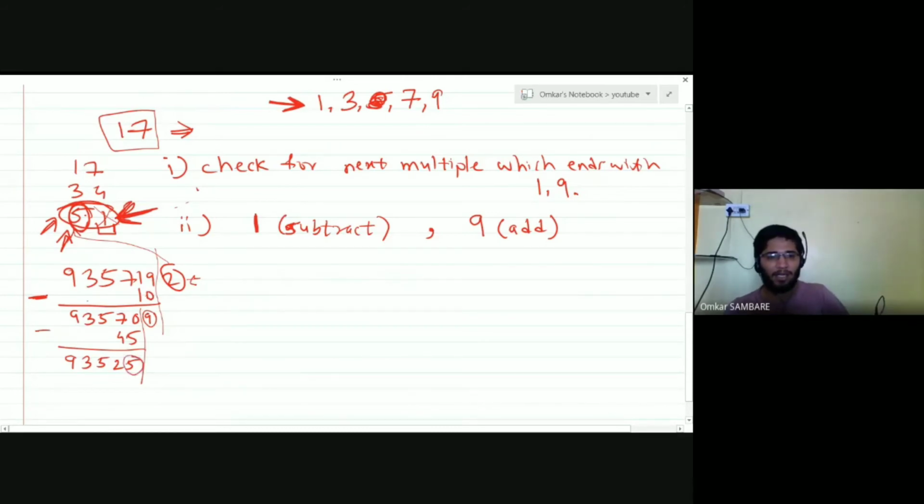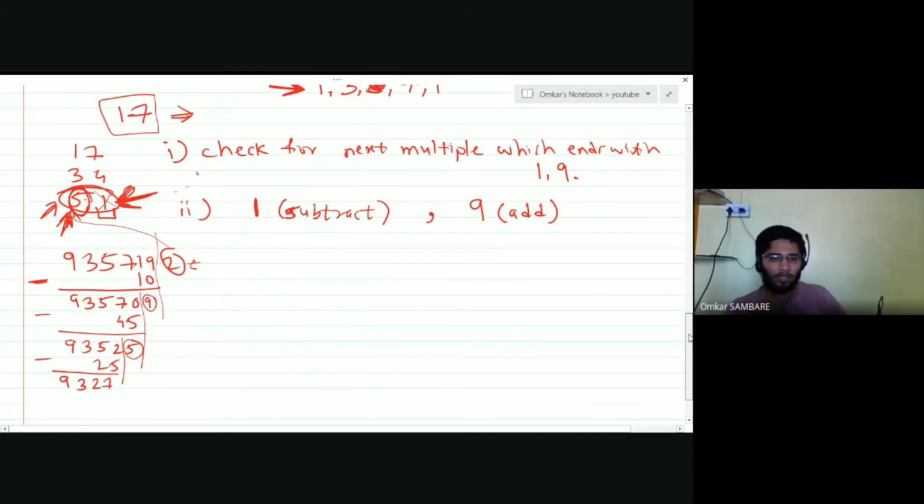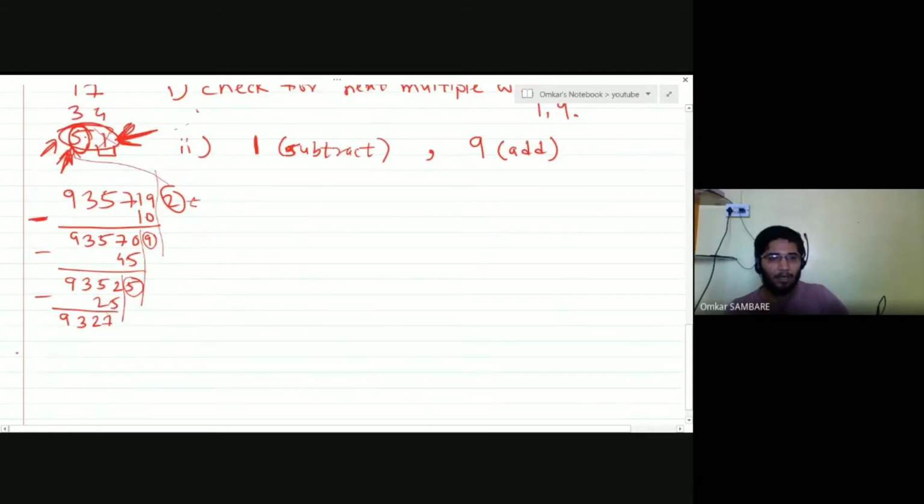So again I will take the last digit, multiply it with this 5. So 5 into 5 is 25. Subtract it from the remaining number, and then we will get the answer as 9,327. Again, I don't know whether this number is divisible by 17 or not. So again I will take the last digit, multiply it by 5 and subtract from the remaining number. We will repeat this process till we get confirmed whether the number is divisible by 17 or not. So 7 into 5 is 35. So we will get here the subtraction as 897.